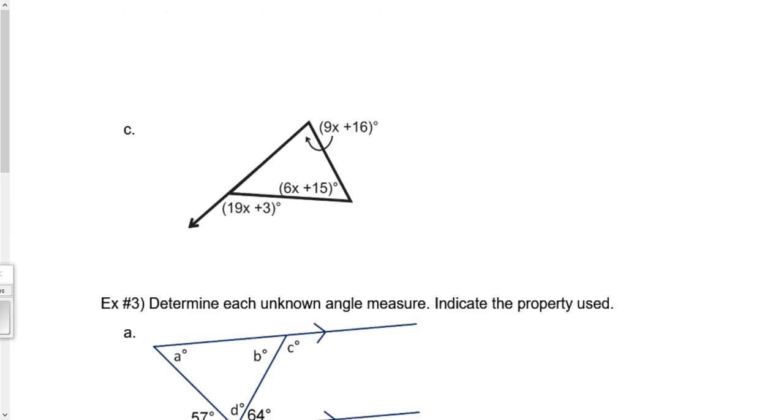We have another thing that fits that exact same procedure. This is the exterior angle of this triangle, which means it's going to be these two angles added together. In this case, say 9x add 16, adding a 6x add 15. Combine our like terms.